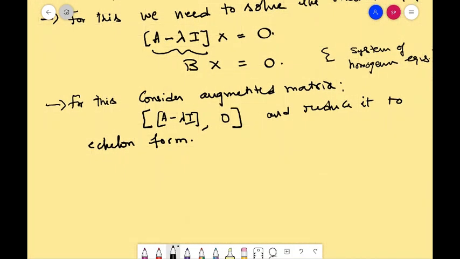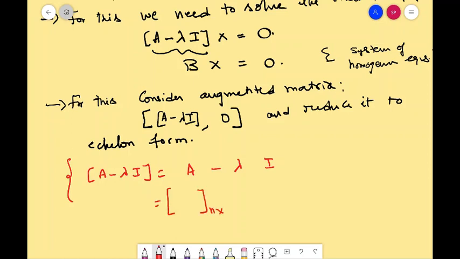Right. Now here, what do I mean by A minus lambda I? It is nothing but the matrix A minus lambda into I. That is, suppose A is an n by n matrix, and I is the identity matrix, which is also n by n. This is what we mean by A minus lambda I.